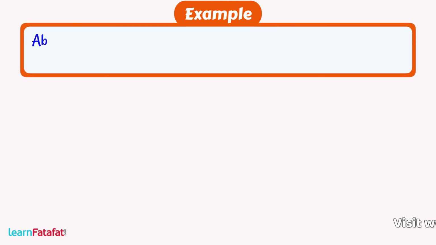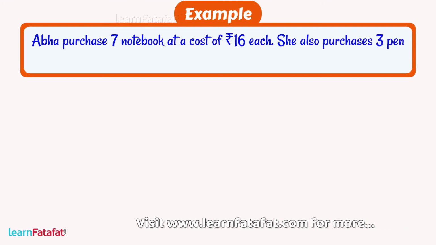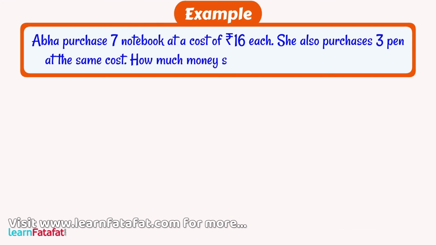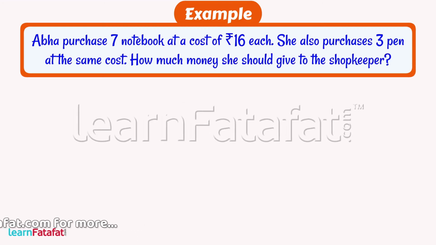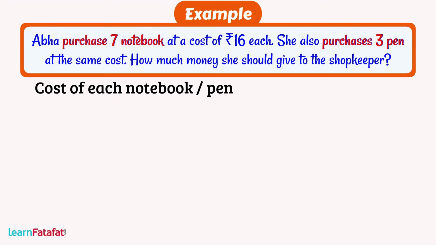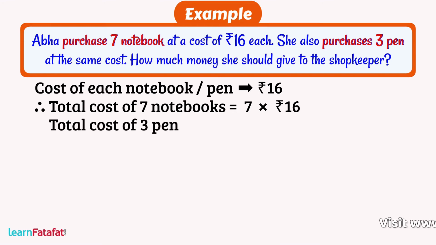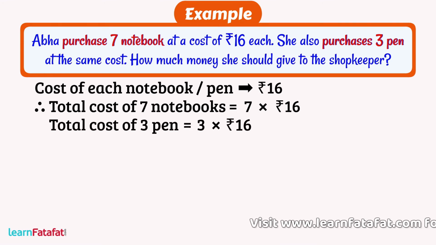Next example, Abha purchased 7 notebooks at a cost of rupees 16 each. She also purchased 3 pens at the same cost. How much money should she give to the shopkeeper? Solution. From a shop, Abha purchased 7 notebooks and 3 pens. The cost of each notebook as well as each pen is the same, that is 16 rupees each. So the total cost for 7 notebooks equals 7 times rupees 16. Similarly, the total cost for 3 pens can be calculated as 3 times rupees 16.